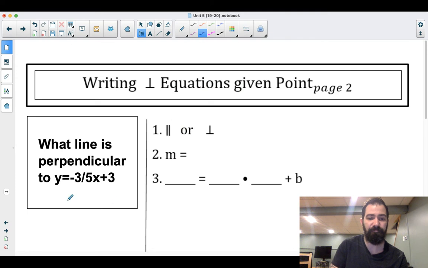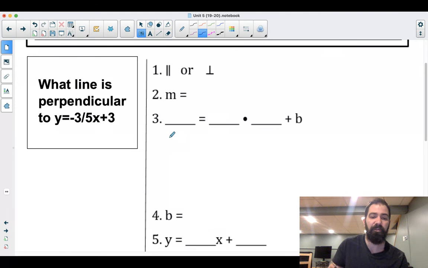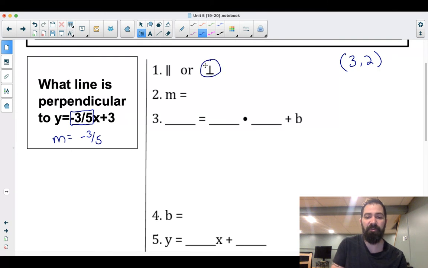Try another one. We have a line that is y equals negative 3/5 x plus 3. And you want that to be perpendicular. And we're going to find a perpendicular line that goes through the point 3, 2. So first thing we want to do is identify our slope in our equation. What's our slope in our equation here? That's the number in front of the x, so negative 3/5. And we said we want it to be perpendicular.